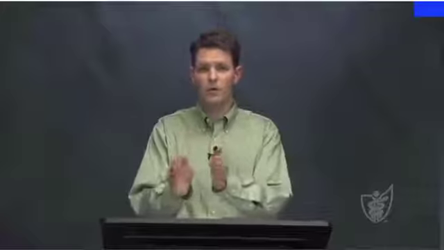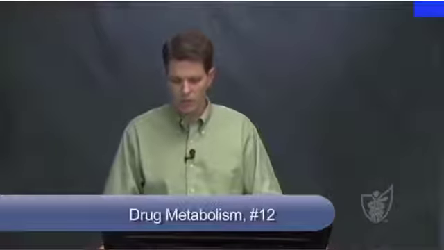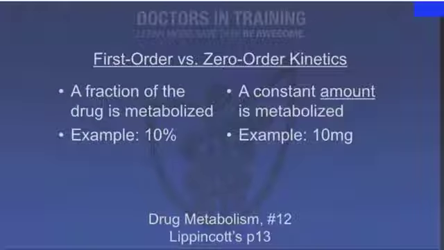So remember in our first-order example, you metabolized 10% of the drug each hour. That meant in each subsequent hour, we're metabolizing a smaller amount. We're metabolizing fewer milligrams each hour. With zero-order kinetics, though, you're going to metabolize a constant amount, not a constant fraction. So instead of metabolizing 10% per hour, we might metabolize 10 milligrams an hour.